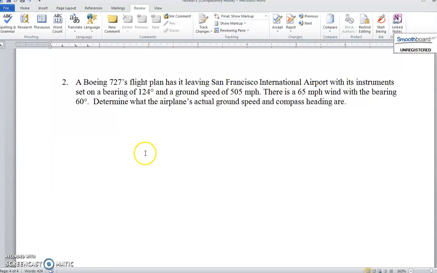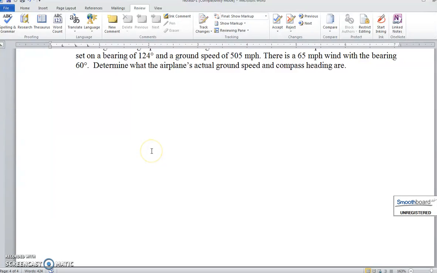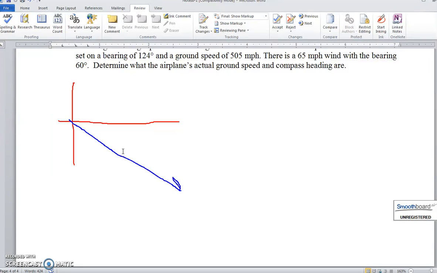First we'll start with drawing a bit of a picture. We can use red, that's fine. Okay, start off with our picture. We have our plane going on a bearing of 124 degrees. So again, you have to think bearing, starting from north and going this way, 124 degrees would get us somewhere there. This is not going to be too much to scale here, I'm just warning you ahead of time.